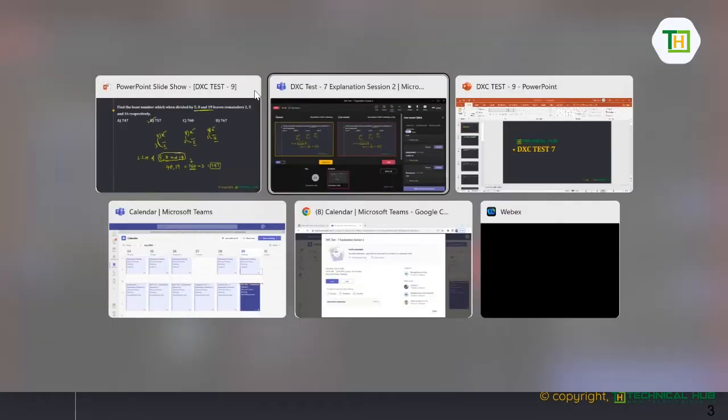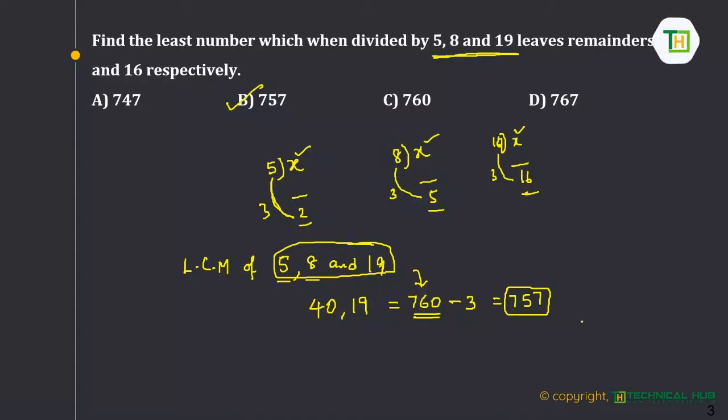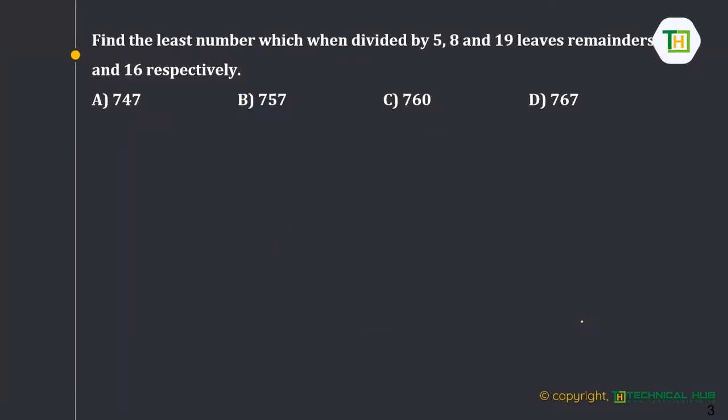Clear? Even I got answers from some students as 757. That's good, but I expect answers from more students. Only a few of them are responding.